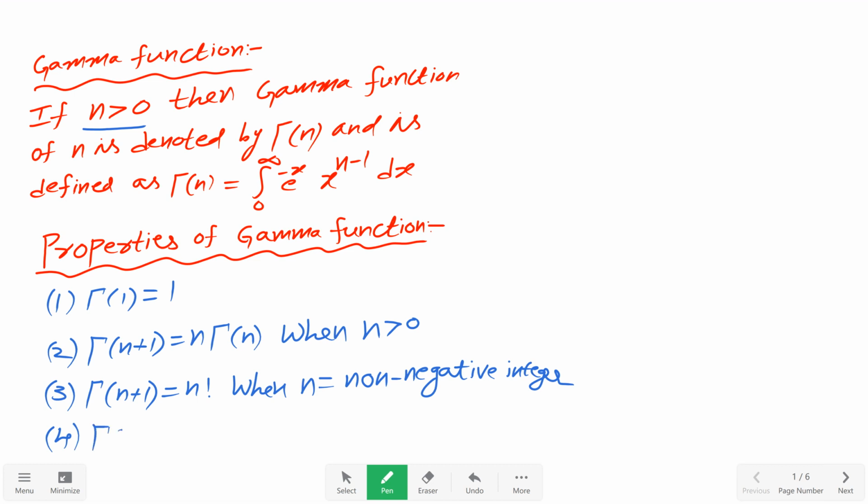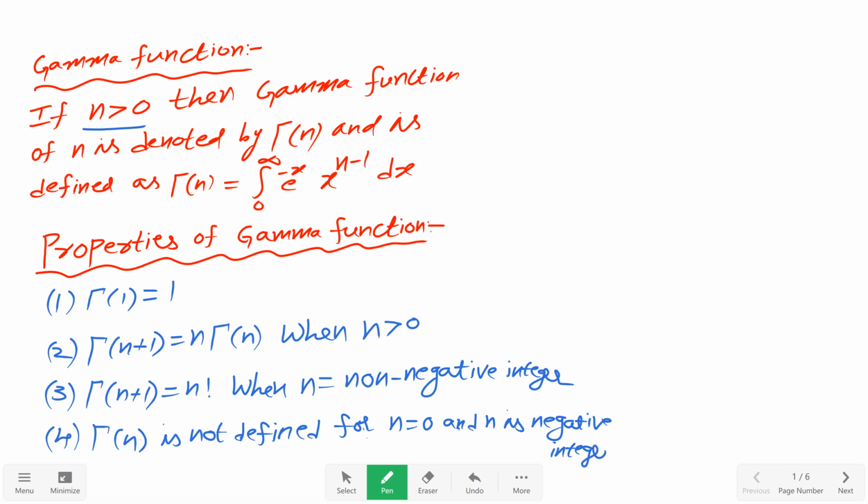The fourth property is gamma of n is not defined for n is equal to 0 and n is a negative integer.